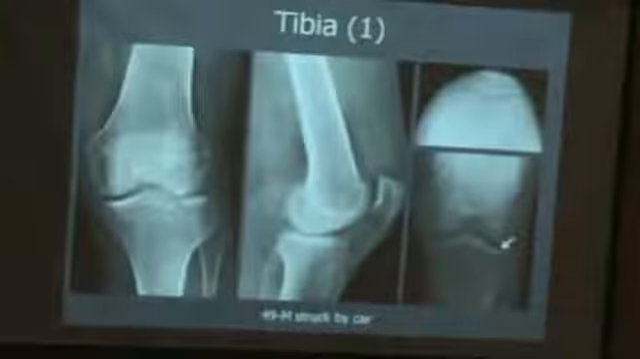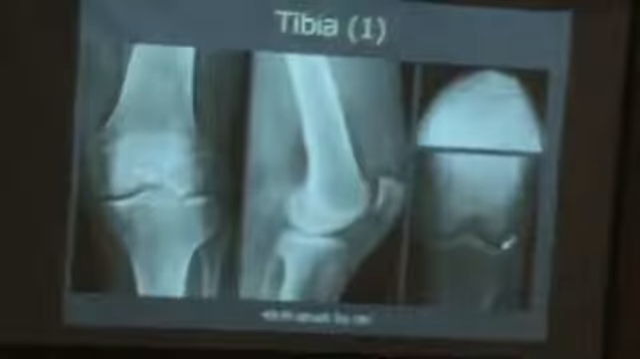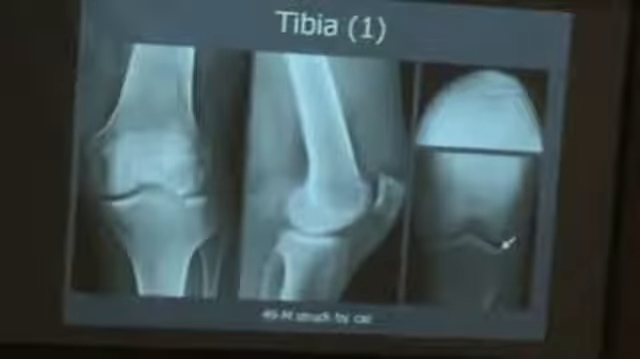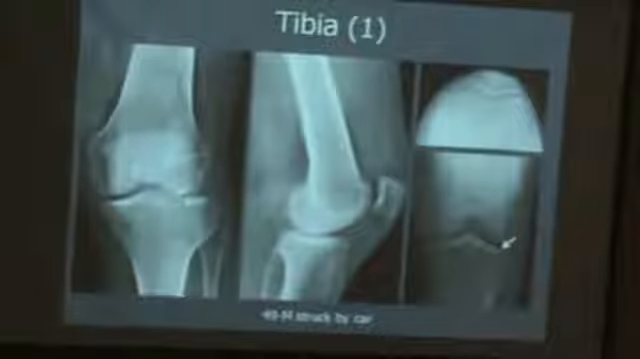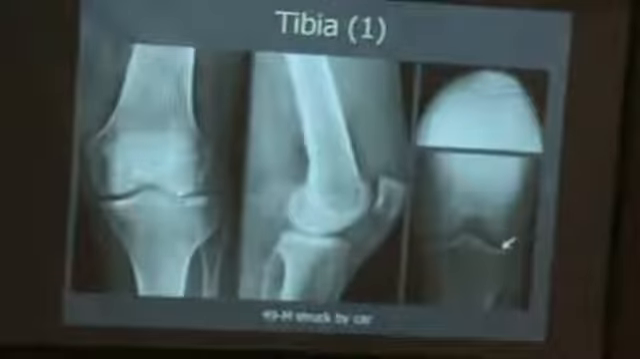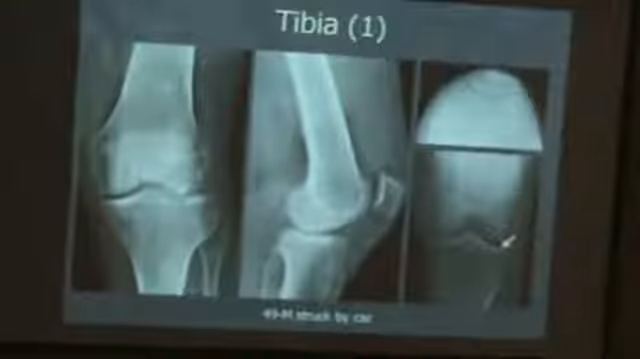Now this is the patient, a 49-year-old male struck by car. He has so many other pathologies, I have to tell you. I mean, his abdomen was actually filled with pathology: grade 4 liver laceration, splenectomy because of fracture of the spleen, multiple rib fractures, intubated the patient, etc.